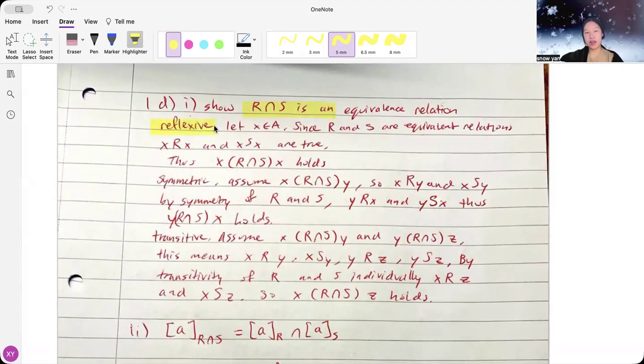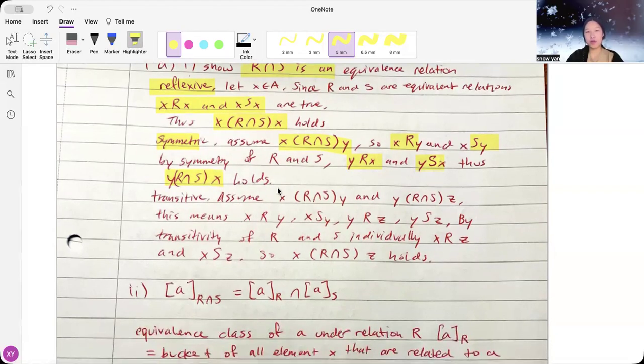For reflexive, we let X be an element in A. R and S are equivalence relations, so XRX and XSX are true. Since both of them are true, then X (R and S) X holds. Next, for symmetric, we assume that X (R and S) Y holds. So then XRY and XSY hold. By symmetry of R and S, YRX and YSX are true. So then Y (R and S) X holds, so it's symmetric.